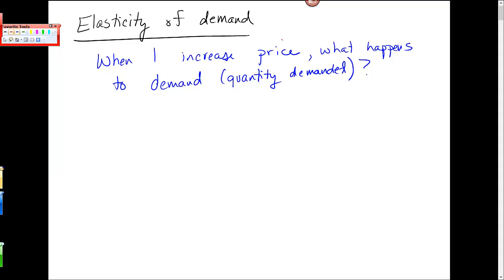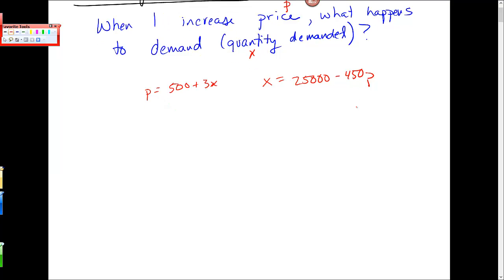And typically, just to remind you, in this book we've been using P for price and X for quantity demanded. So if you remember those demand equations where we had P is equal to 500 plus 3X, or things like that, or we sometimes had X on the other side in terms of price, $25,000 minus 450p, something like that. These are both price demand equations. They relate price and demand to each other and talk about that relationship.